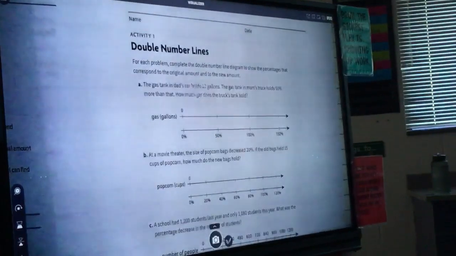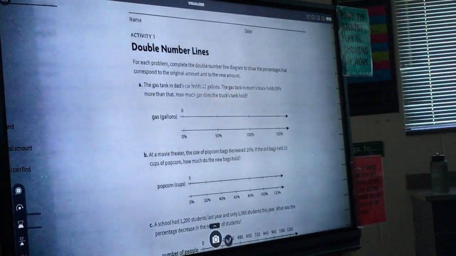So it says for every question, complete the double number line to show the percentage that corresponds to the original amount or the new amount. Now, you're doing this with a partner. We're going to do A together so you guys have an idea of what this is talking about and how this is going to work. It says the gas tank in Dad's car holds 12 gallons of gas. The gas tank in Mom's truck holds 50% more than that. How much gas does the truck tank hold?